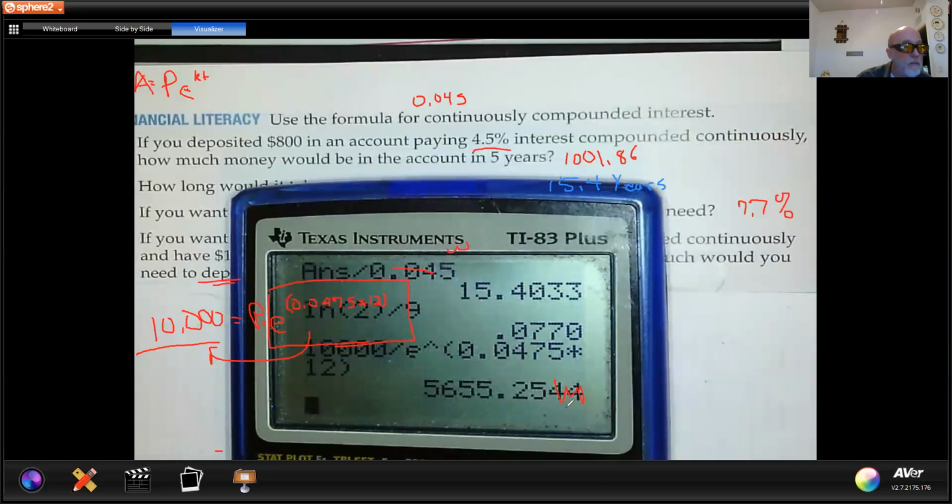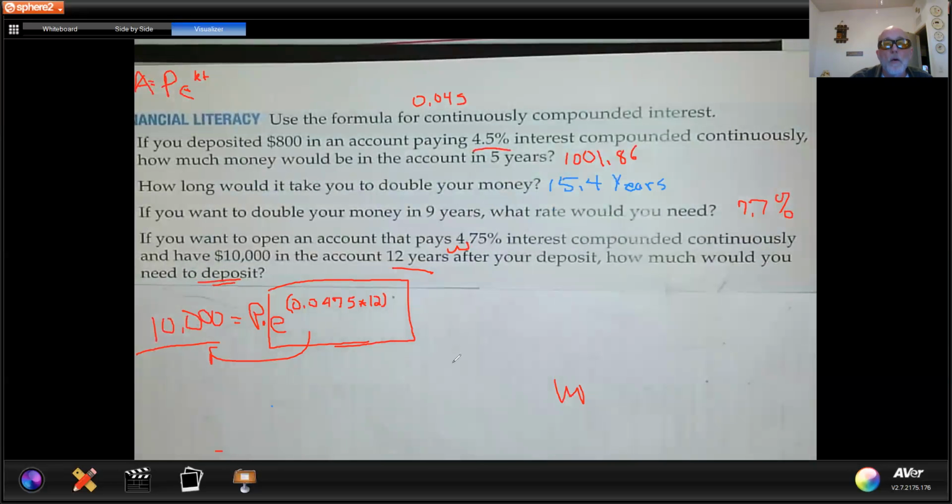Remember, money doesn't have 4 decimals. Money only has 2 decimals. So 5,655. So I need to put in 5,655 and 25 cents. Ta-da! That's the whole shebang. That's that. Part 2, finished, completed, and done. So, bye-bye.